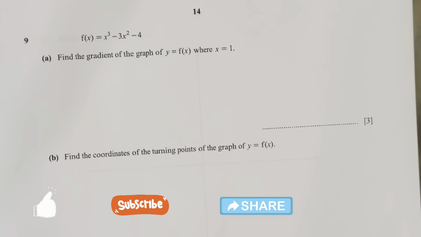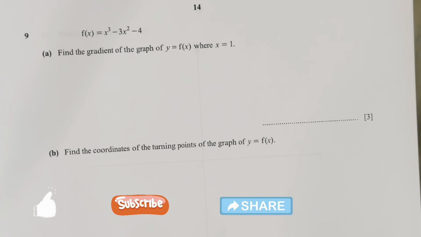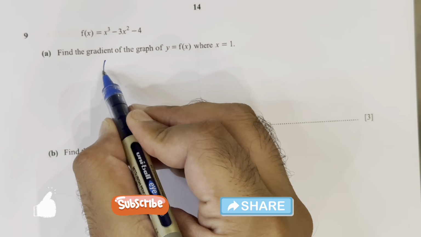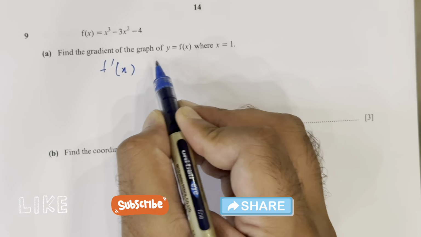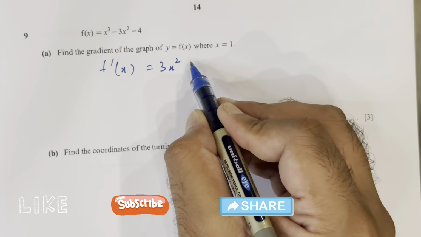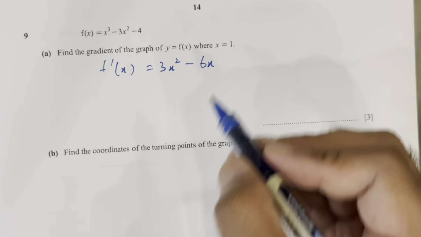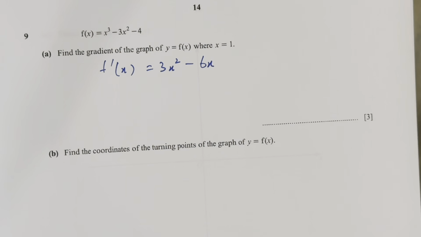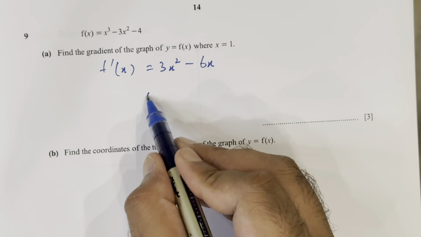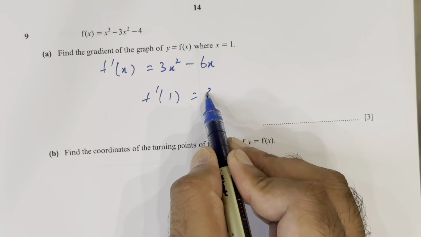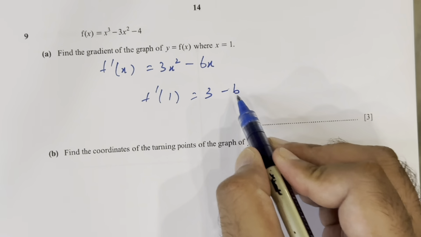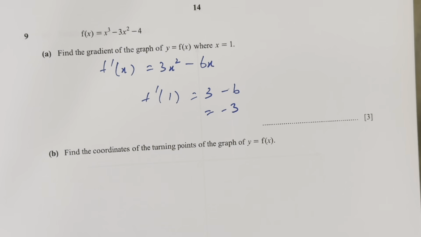Moving to question number 9. Question number 9 is from the topic of functions. f of x is equal to x cube minus 3x squared minus 4. Find the gradient of the graph. So we need to find the derivative. f dash of x would be 3x squared minus 6x. This would be our derivative. Now we need to find the value at 1. 3 minus 6, our answer will be minus 3.